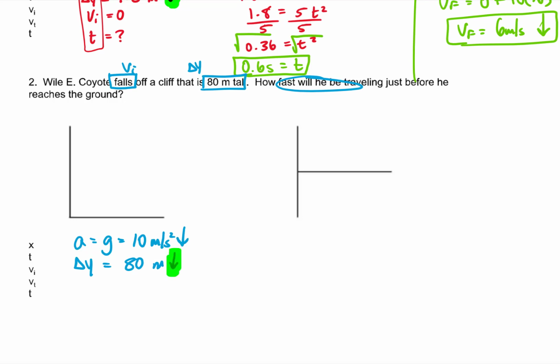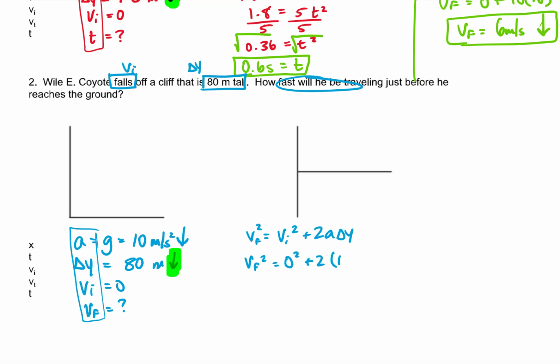And for both of these, I don't have to put in a negative sign. They're both down. The initial velocity is 0. The final velocity we don't know. So those are my pieces of given information. The equation that has all those in there, and I really want to emphasize this is just like the last unit. I'm just telling you the acceleration. So the equation that has all that in there is the second equation. V final squared is equal to V initial squared plus 2a delta y. So we're going to plug in all our numbers. V final squared is equal to 0 squared plus 2 times 10 times 80.